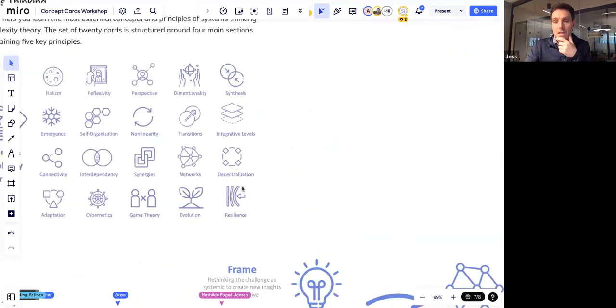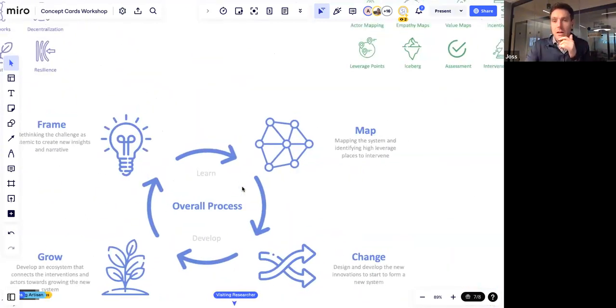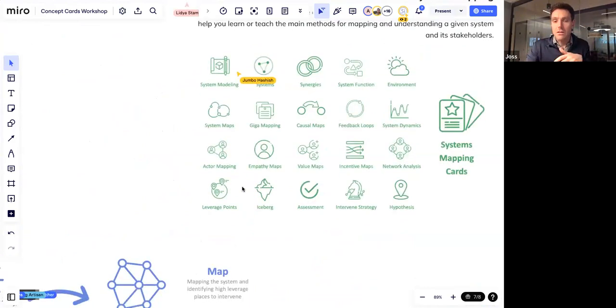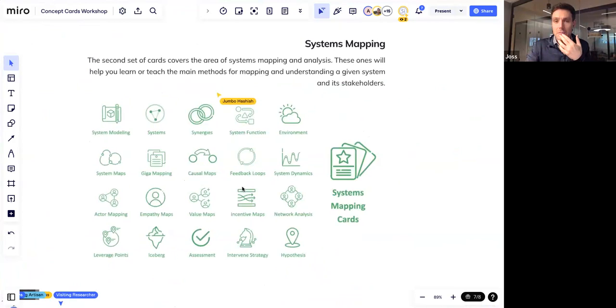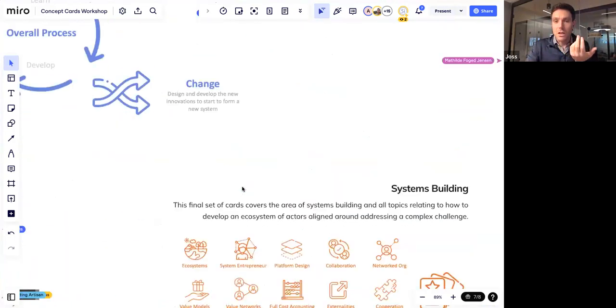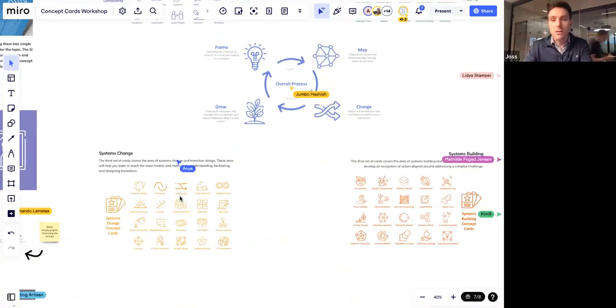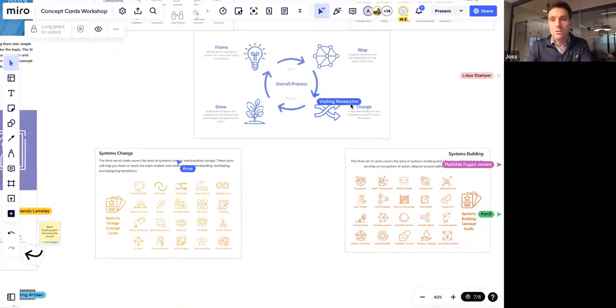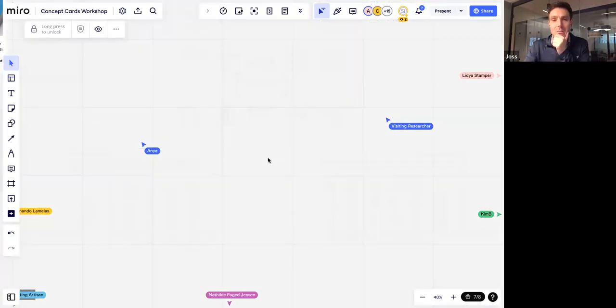I'll zoom in on that in a minute, but just to show you the bigger picture, there are additional decks of cards, systems mapping and systems inquiry. That's these ones up here. And then down here, we have the systems change ones. Actually, those are slightly the wrong way around. These ones here are the systems change ones. They should be there. And these are the systems building ones. They should be over there. I'll just quickly move that around.